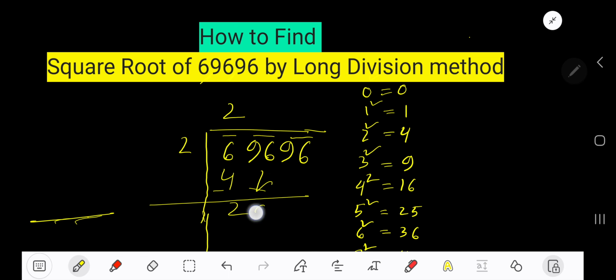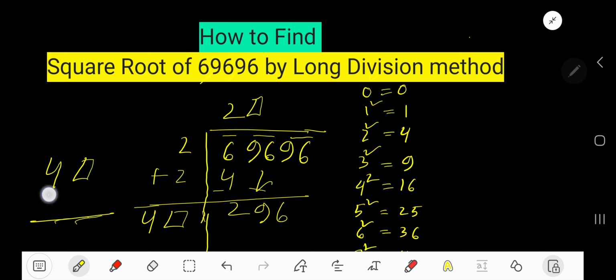Bring down this pair. Since we have taken 2, the same digit will come under the divisor also. 2 plus 2 gives us 4. Now for this dividend we have to take a number and multiply. Look, we have 296.